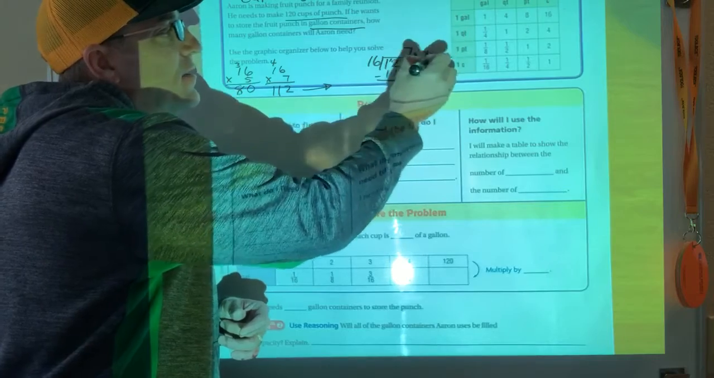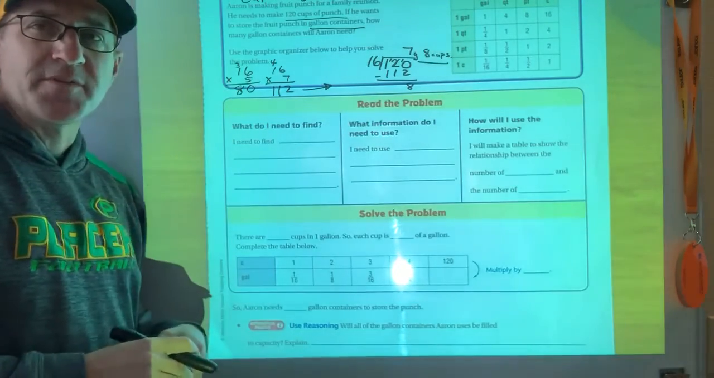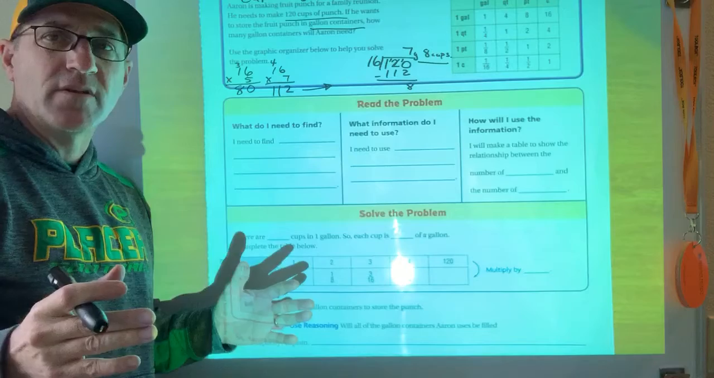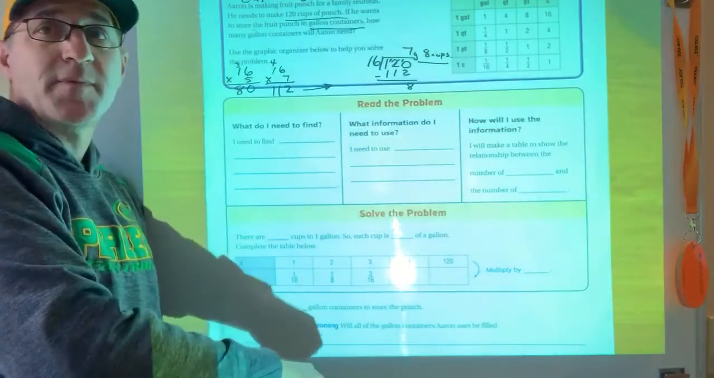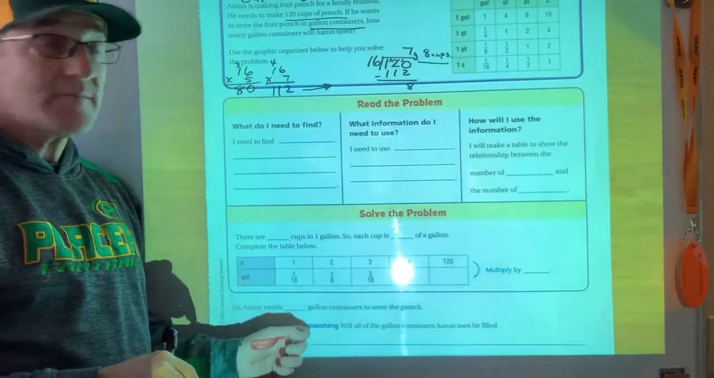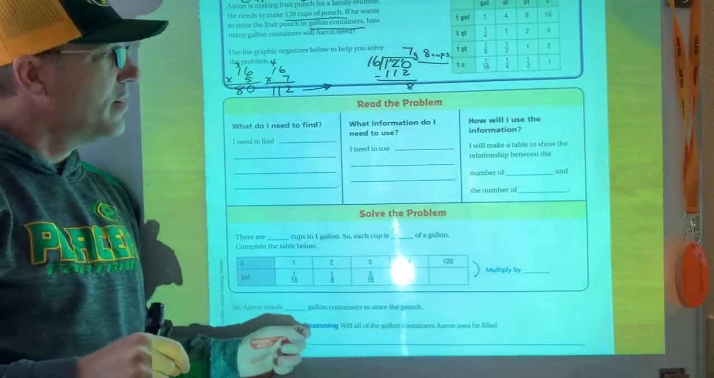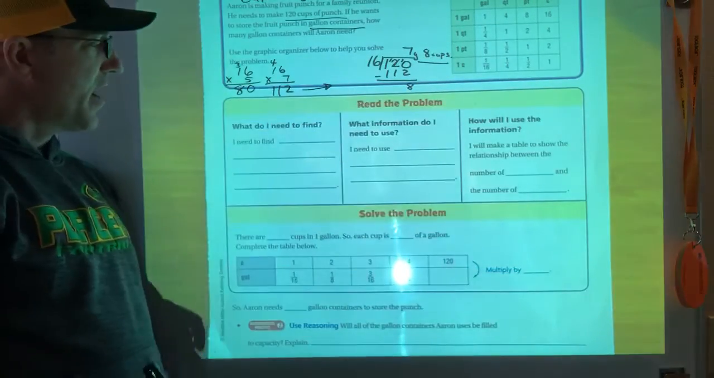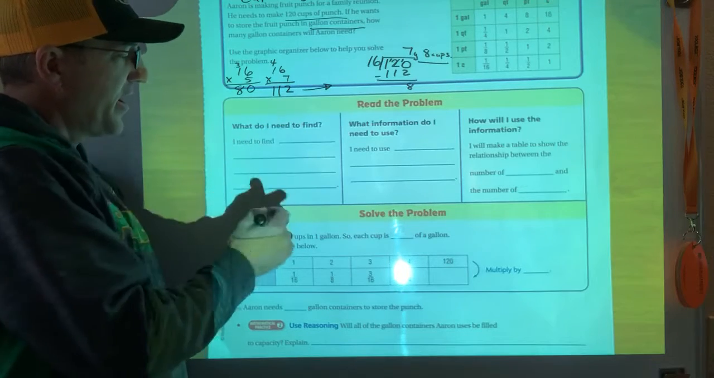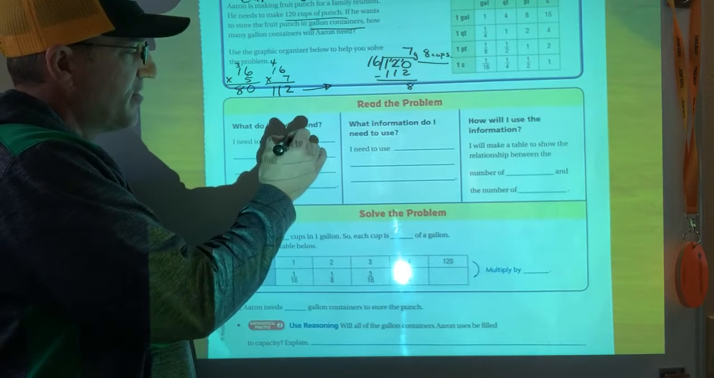All right, so this is going to be an interpret the remainder. It doesn't come out evenly, okay? So we're going to come back and talk about this at the end down here. But my answer is I'm going to have 7 gallons and 8 cups. That's my conversion. So let's take a look at the way they've got it. What do I need to find? I need to find the number of gallon containers.